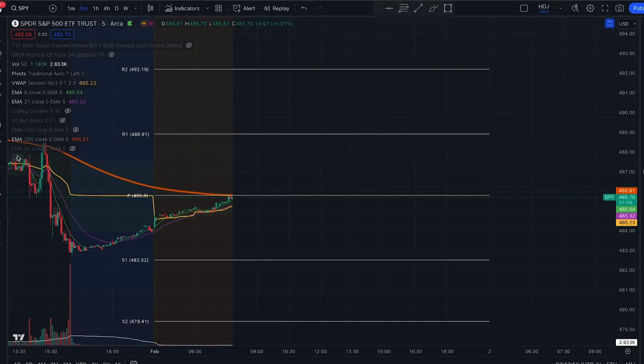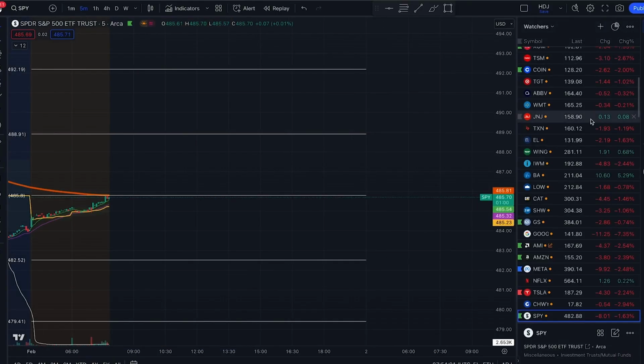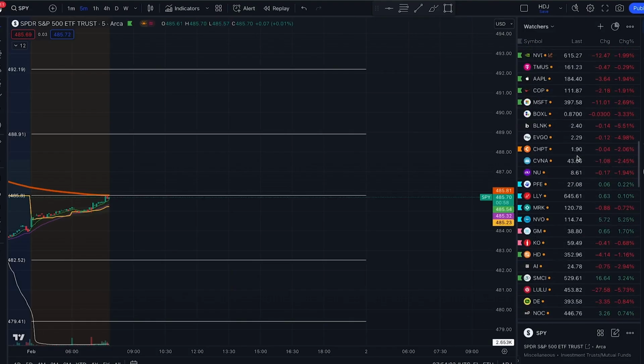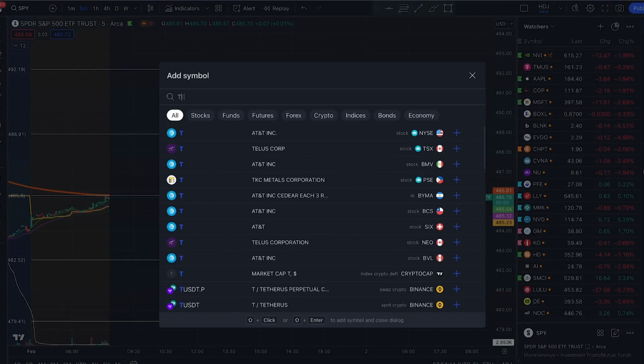All right, and let's see what else we have here. So now I've got my watch list. So of course you can add your symbols. TradingView, hit the plus button here, type in the company. Say you want to type in Tesla.